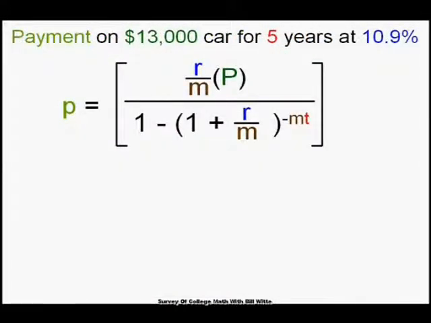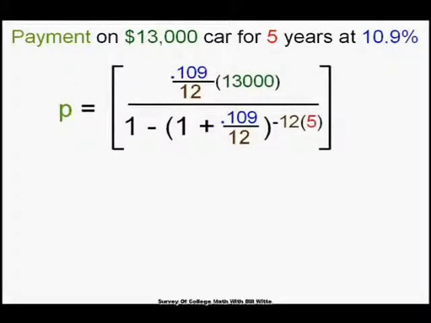Now we've got a new formula, and I'm not going to ask you to memorize any of these formulas. This is the same formula, but it's solved for payment. People typically want to know, what would my payment be? What would my monthly payment be? See if I can afford it. But that brought with it that big P, the principal.